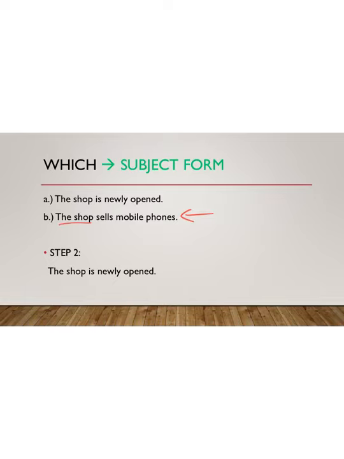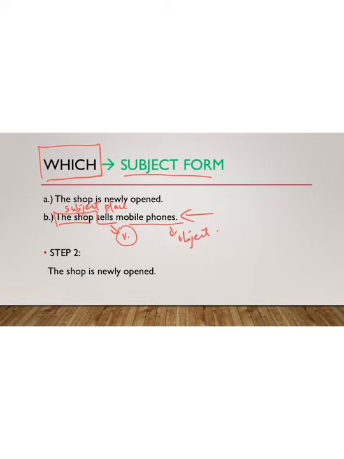For the shop here, the shop is not a person, not a human being. That's why we don't use who here; instead, we are using which. Why do we use which here? Subject form, because the shop here is in the subject's place, right? And sells is the main verb. Then we have mobile phones here, and this is the object, all right? But we are talking about the shop, not mobile phones, and that's why we have to use which here.